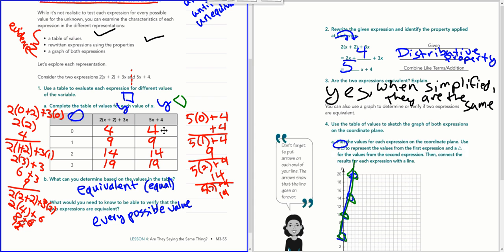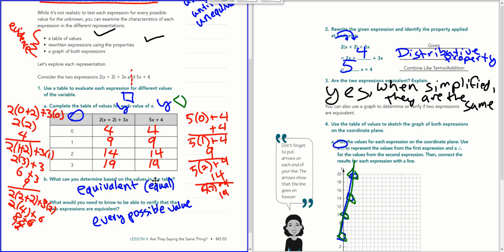And then over here, we do the same thing with this expression. I put 0 in for x, so 5 times 0 would be 0, plus 4 would be 4. And notice they are the same thing. So it's looking pretty good that they are equivalent. Well, let's keep going. We put 1 in for x, and we get 9, so we put 9 in here. We put 2 in for x, we get 14. We put 3 in for x, and we get 19. And you notice all the numbers line up.